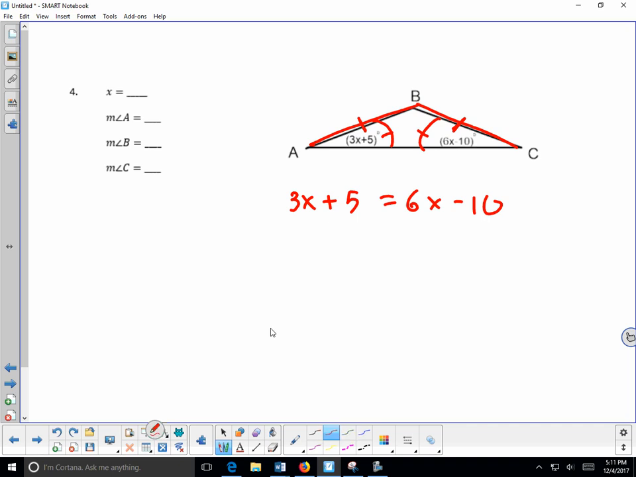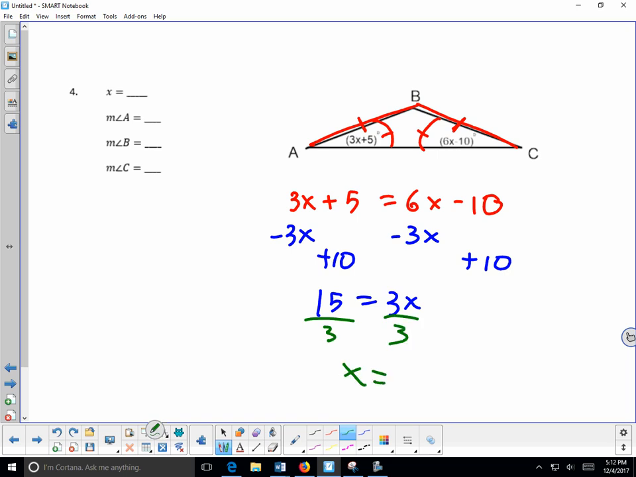Solving this equation, we could maybe subtract 3x from both sides and maybe add 10 to both sides. So we'll get 15 equals 3x, divide both sides by 3, and we get x equals 5. Now that we know that x is equal to 5, we can find the measure of angle A. We're going to plug in 5 right here, so we get 3 times 5 plus 5. That's 15 plus 5, and that's going to give us 20.